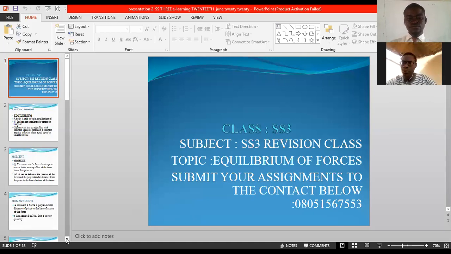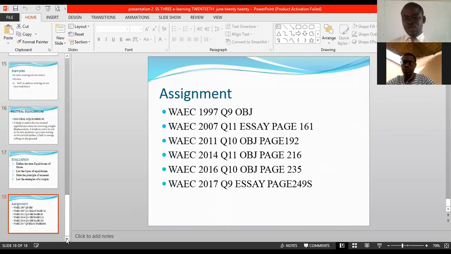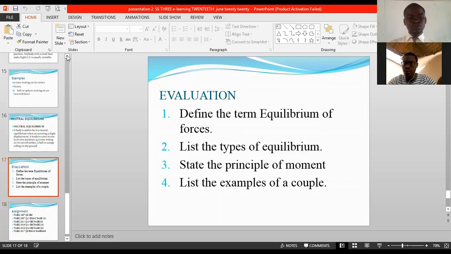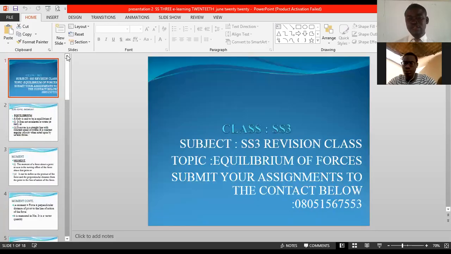Now, if you look at the assignment on my slide, we have 1997, 2007, 2011, 2014, 2016, 2017. Almost every year, you have equilibrium of forces. I just selected some here. So in the course of solving these questions, you'll be able to see more of these equilibrium of forces. So we're going to study them from the beginning, based on what we did in SS1.